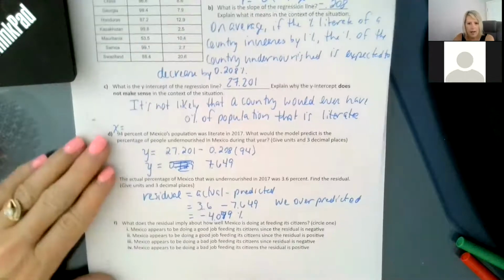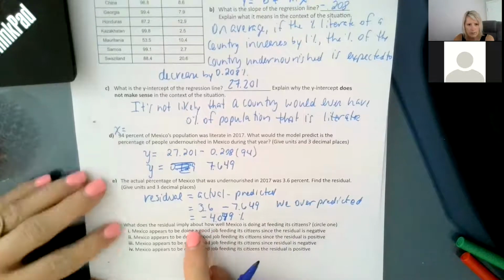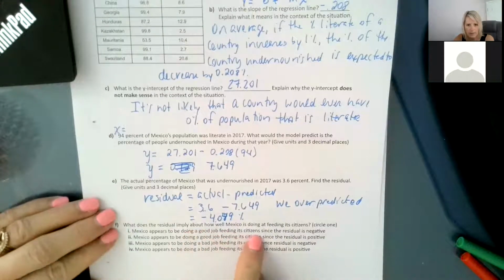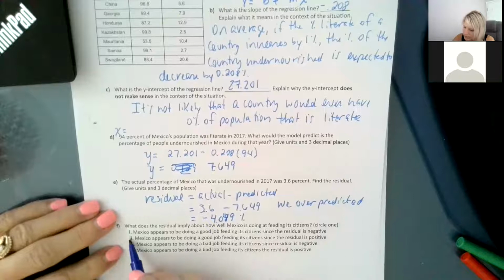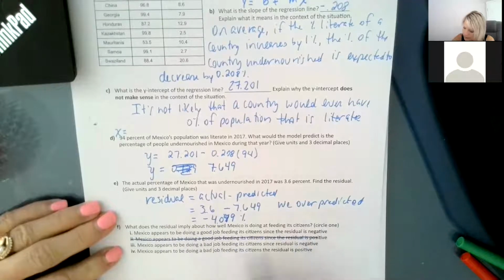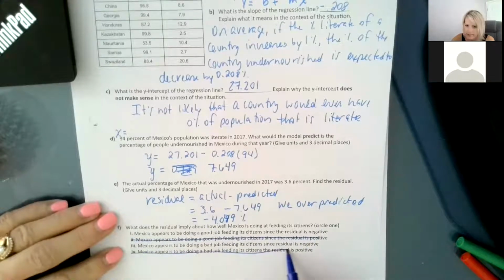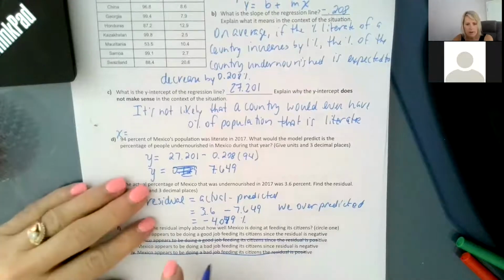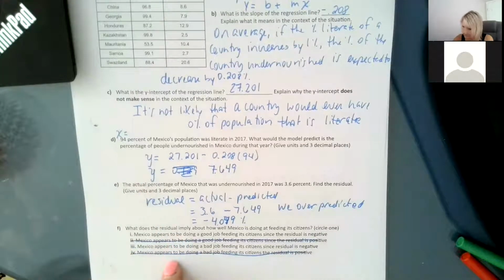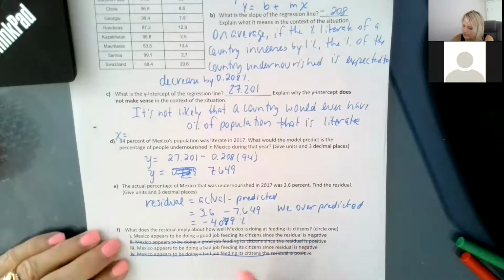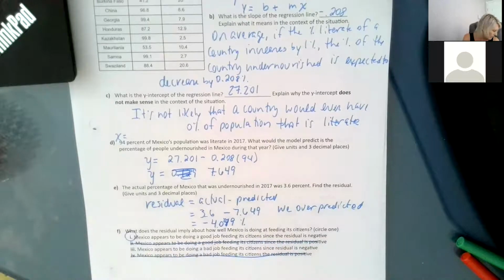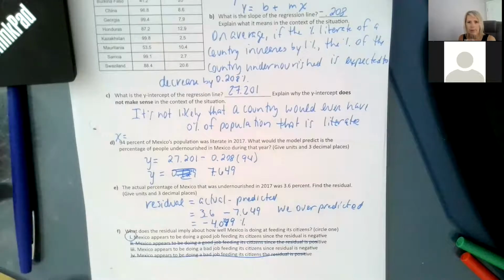So let's interpret that. It says, what does the residual imply about how well Mexico is doing at feeding its citizens? So we have a negative residual. So the ones that say positive here, we can cross out. We know it's not 2. We know it's not 4 because they both have a positive residual. So it should be, Mexico appears to be doing a good job feeding its citizens since the residual is negative. It should be answer number 1. So that is a good thing.